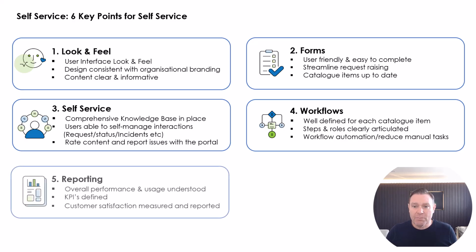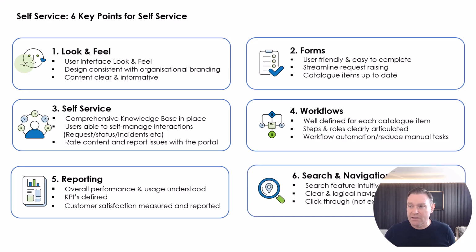Number 5 is about reporting. So really the overall performance and the usage: are there any KPIs defined, and is customer satisfaction measured and reported on as well? And then finally, number 6 is just checking that your search and navigation is working, making sure that there are clear and logical navigation pathways and that the click-through is not excessive.